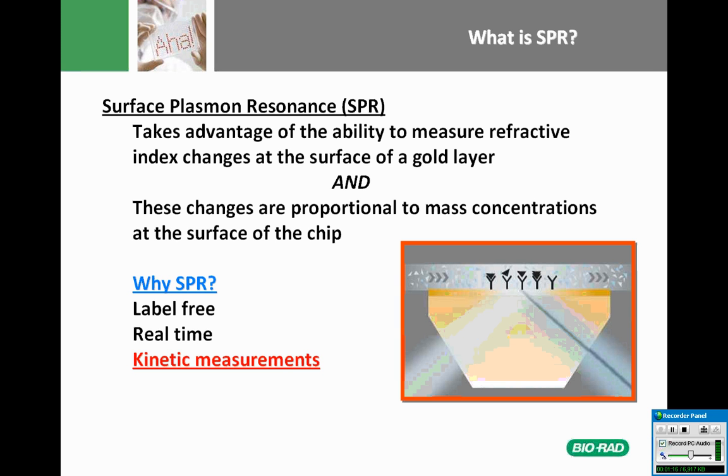This optical phenomenon is used to measure the refractive index changes over a gold layer, a gold surface, which is on top of a chip. These changes in refractive index are directly proportional to mass concentration changes over this chip. This allows you to measure the interactions of biomolecules without labeling and in real time, and therefore it allows the direct measurement of kinetic binding constants.